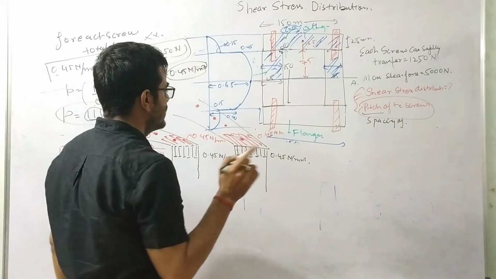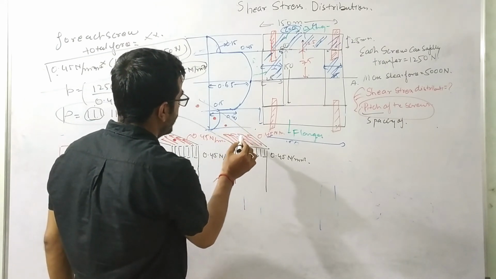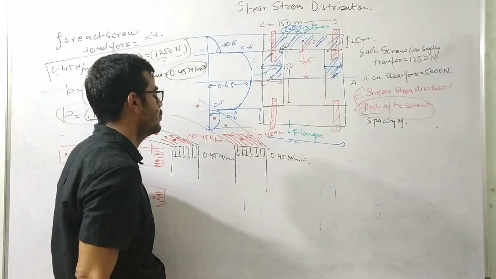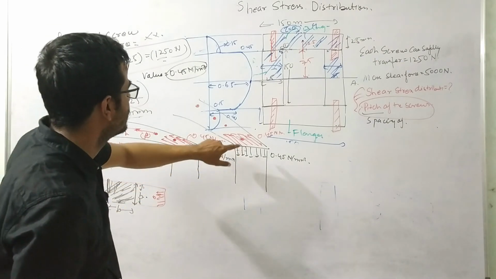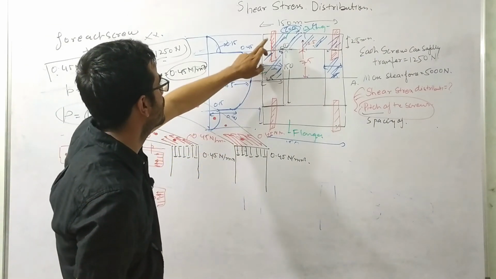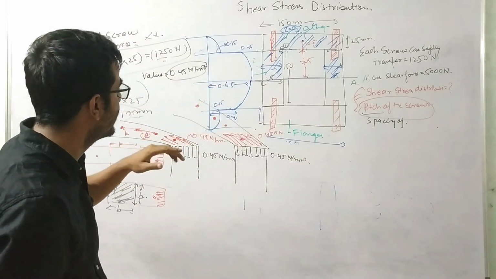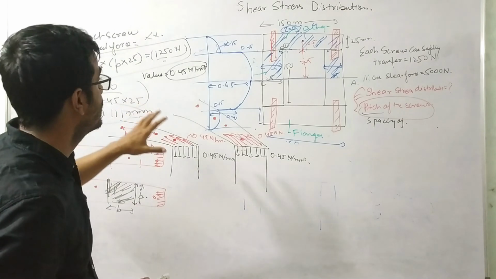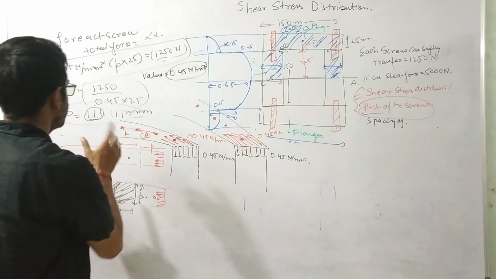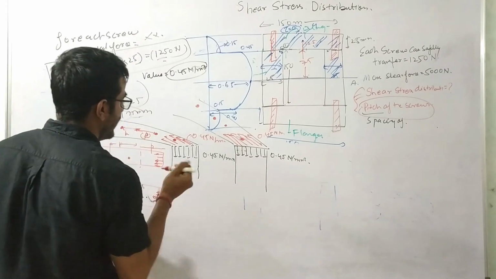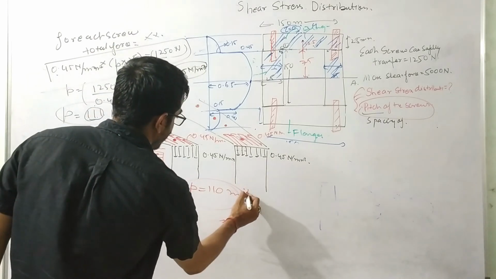So to transfer that shear, to make that shear hold, we need to provide these screws. To act as a unit, the shear force should be transferred from this portion to this portion, or from this portion to this portion. For that, to act as a single unit, we are providing these screws. So this is the problem. The pitch will be coming out to be 111.11. The value we need to provide, let us suppose p equals 110, a round figure. So this will be our answer.